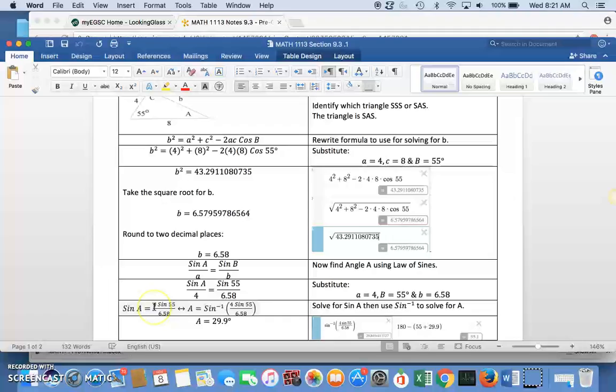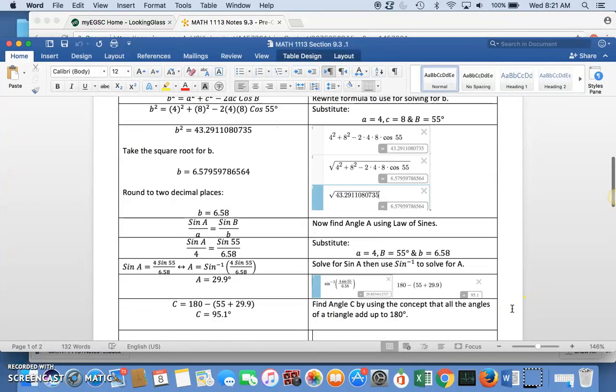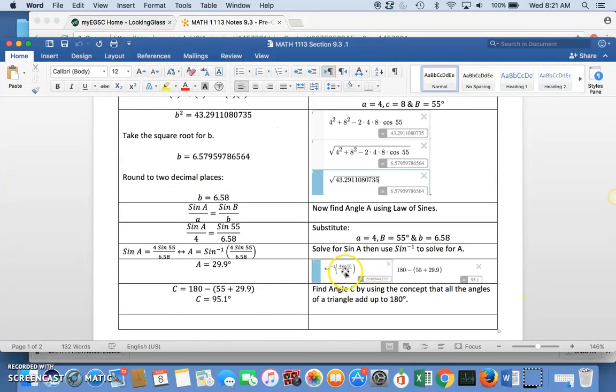That's all for sine A, but in order to put it in the calculator, you basically are going to have to do inverse sine. So inverse sine of what we have here, and you will see the calculations over there for that. Remember to check your calculator and be sure it's in degrees when you're dealing with the angles here. So that rounded to 1 decimal place is 29.9.